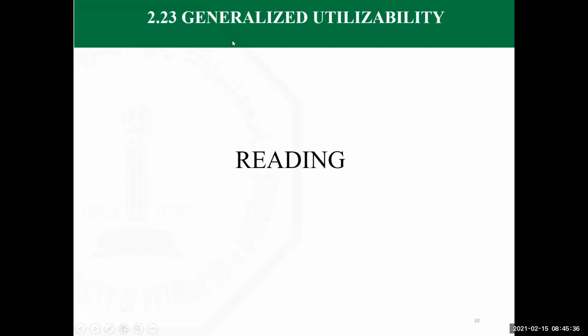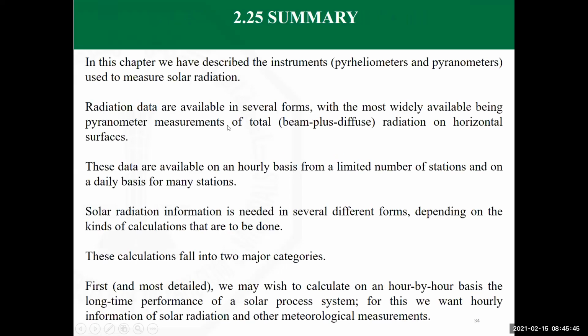I'm not talking about the generalized utilizability now, but we're going to talk about it in detail, part of it in chapter 4, and the rest is going to be in the applications that we're going to have. So in this chapter, basically, we started looking at what are the instruments that are used to measure the solar radiation. We talked about the pyrheliometers and the pyranometers. Pyrheliometers are used for measuring the beam radiation. Pyranometers are being used to measure the total radiation.